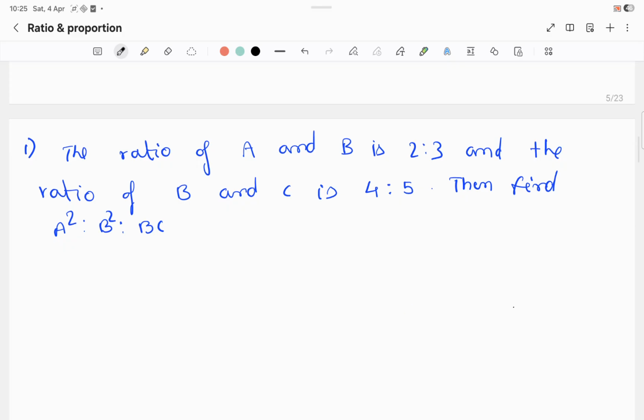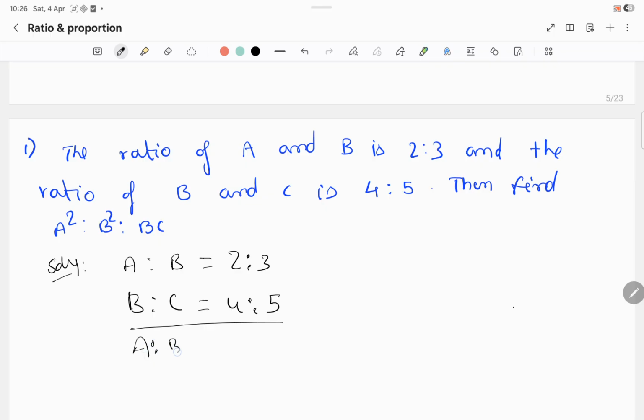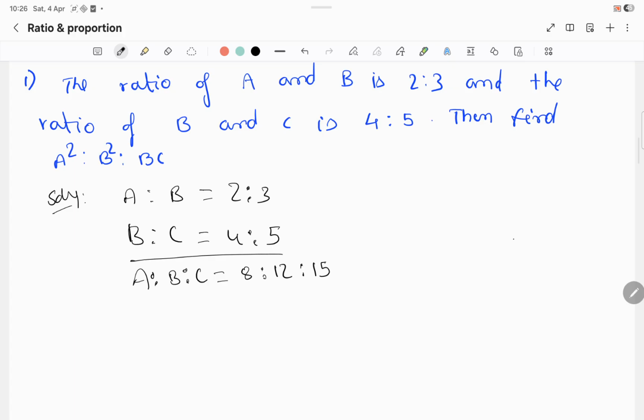The ratio of A and B is 2:3 and the ratio of B to C is 4:5. Then find A square, B square, BC. So first of all, our target is to find A is to B is to C. Given A is to B is equal to 2:3 and B is to C is equal to 4:5. Then A is to B is to C is equal to how much? 2 4s 8, 3 4s 12, 3 5s 15. So this is what we got.